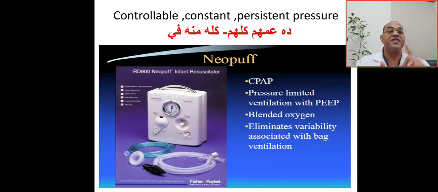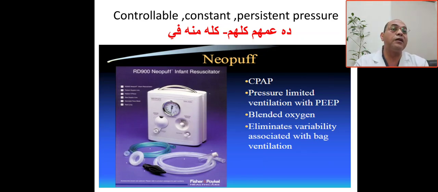The second one, the pressure. You see the pressure limited ventilation. Pressure limited. Why pressure limited? Controllable, constant, persistent and distending pressure. So it prevents what? It prevents barotrauma. So it will give you benefit without harm. With the other devices, the flow-inflating or self-inflating bag, the pressure is not constant. We don't know what pressure you give unless you look at the manometer and adjust the pressure you give.